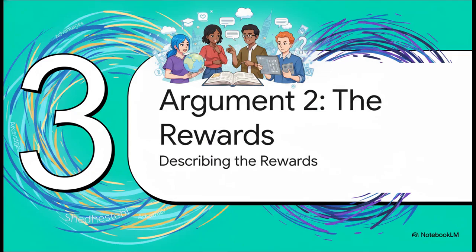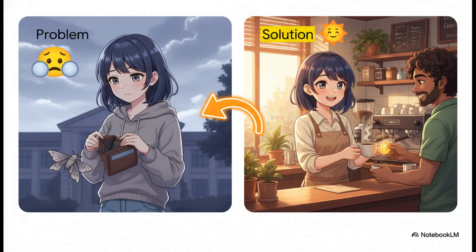Okay, let's flip the coin and look at the other side of the argument, the rewards. Now remember, the best essays don't just have 2 separate lists of pros and cons. Instead, they create a kind of conversation between the two, showing how the advantages can actually solve some of the disadvantages. Let me show you what I mean. And here's that conversation in action. See? We already brought up the problem of cost. Now we counter it directly with a practical solution, getting a part-time job. This shows the examiner you're a critical thinker and you can see how these 2 sides of the argument are actually connected.